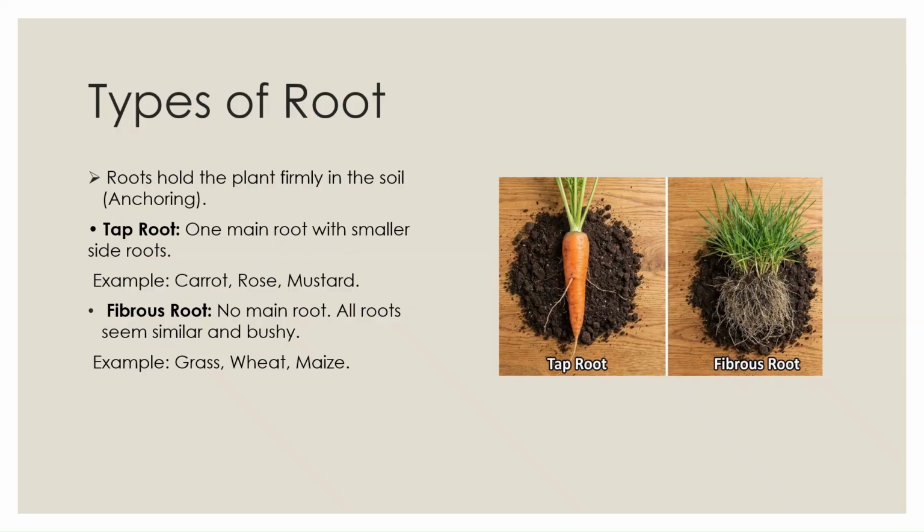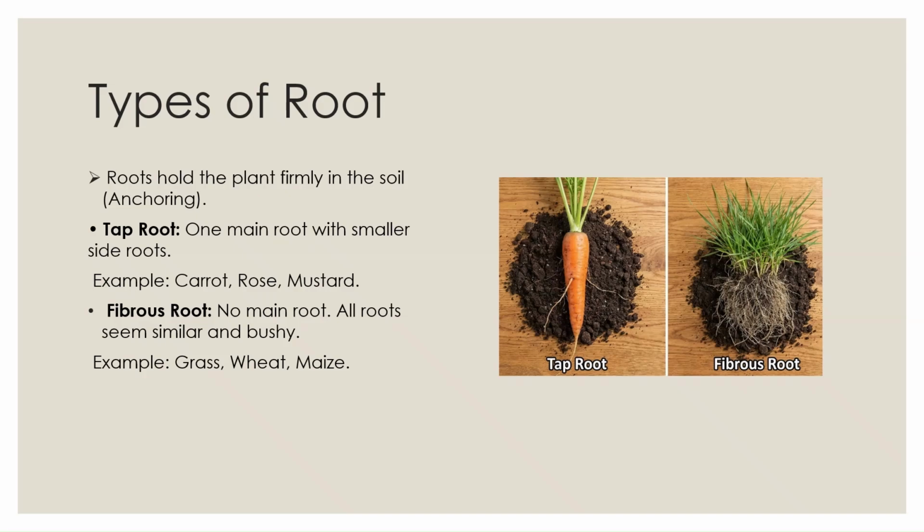Now, let's go underground to the root. Roots hold the plant firmly in the soil and absorb water. There are two types of root. First is taproot. This has one main root going deep with smaller side roots. Examples are carrot and rose.